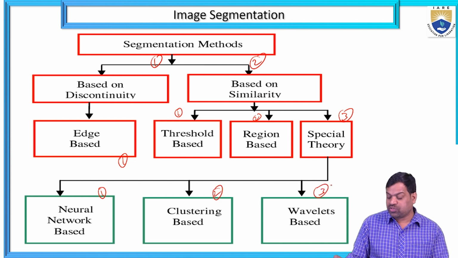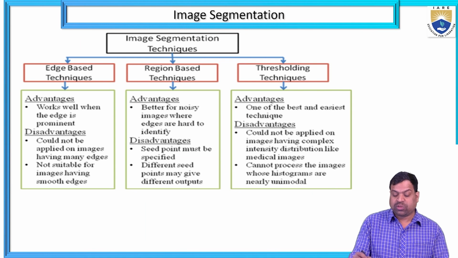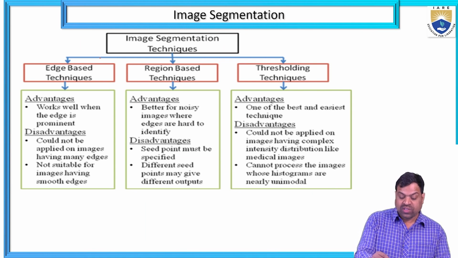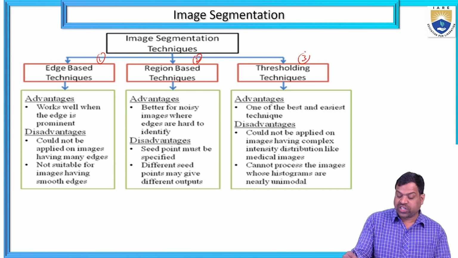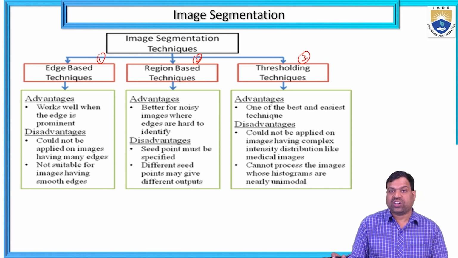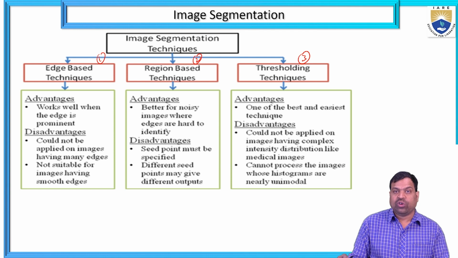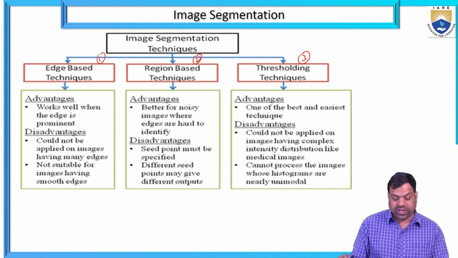But as per our syllabus, what topics are there? Image segmentation techniques: edge based technique, region based technique, and threshold technique. These are the three major things. If I am going for the edge based technique, what are the advantages? It works well when the edge is prominent. And the disadvantages: it could not be applied on images having many edges, and it is not suitable for images having smooth edges.